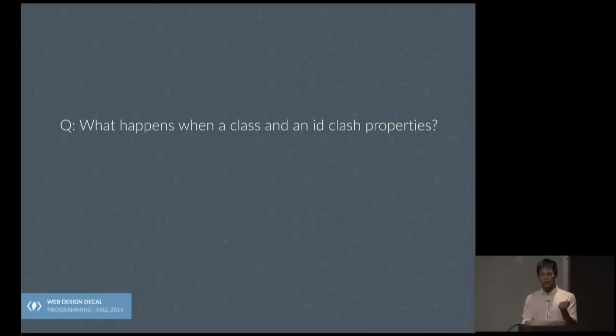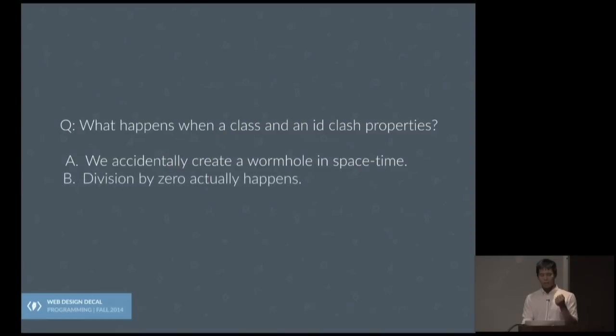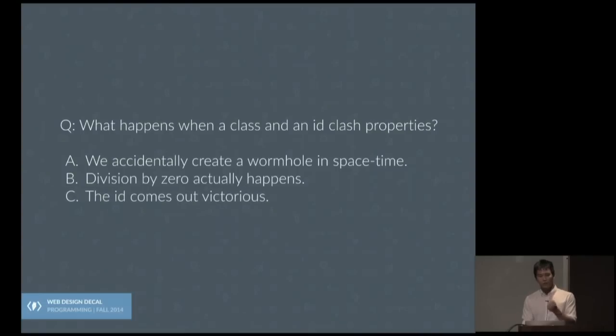And so this is sort of like a quiz, right? Do we accidentally create a crease in space-time? Do we divide by zero? Because that would probably cause the first one, actually. Or I don't know, but that would be bad, too. Does the ID always win over classes? Or does Sean's hair suddenly turn blonde? So I think I'll do this more often because I want to keep you guys engaged. But I think the answers should be pretty obvious, based on the answers. Sean.